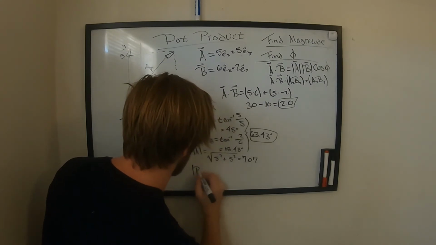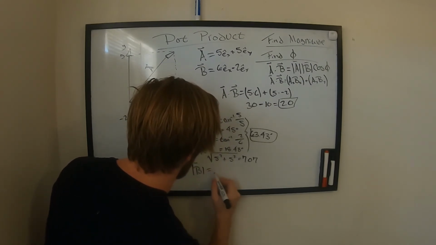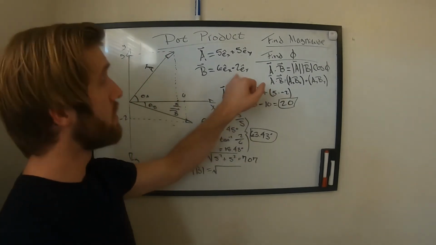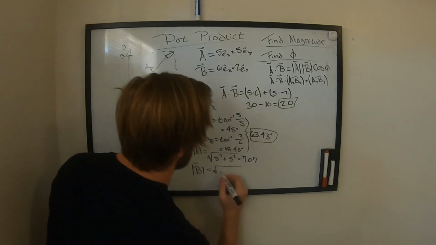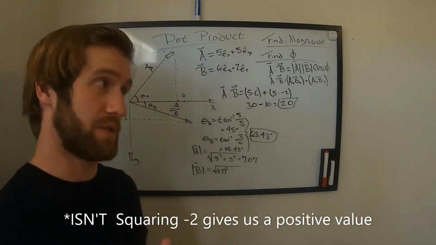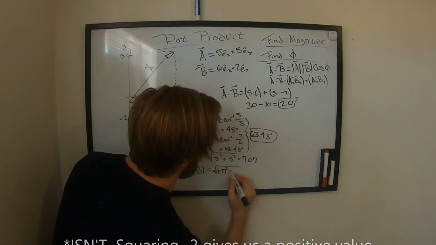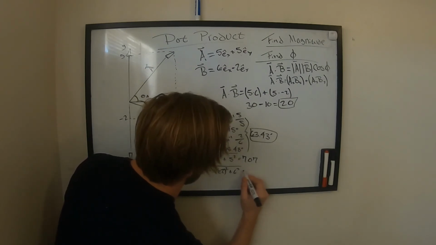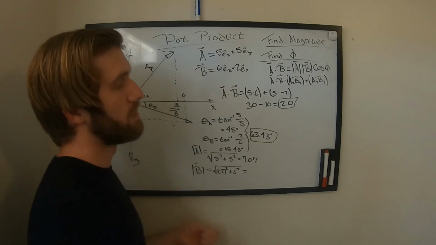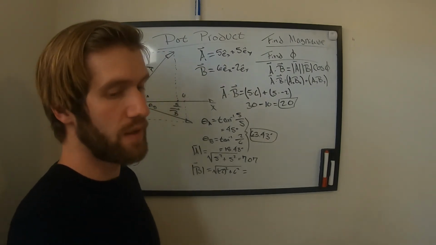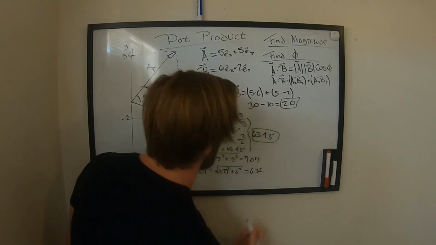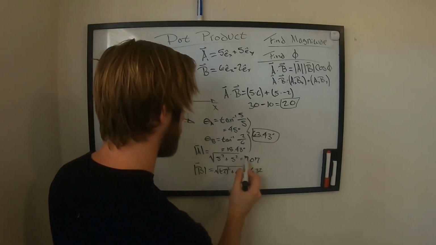And for the magnitude of B, we're going to have the 2 squared plus 6 squared, which is going to be negative 2 squared. See how that negative isn't going to be an issue. So we're going to add that to 6 squared, and that will be equal to the square root of 4 plus 36, which is 40, 6.32. Okay, so now we have both of our magnitudes.